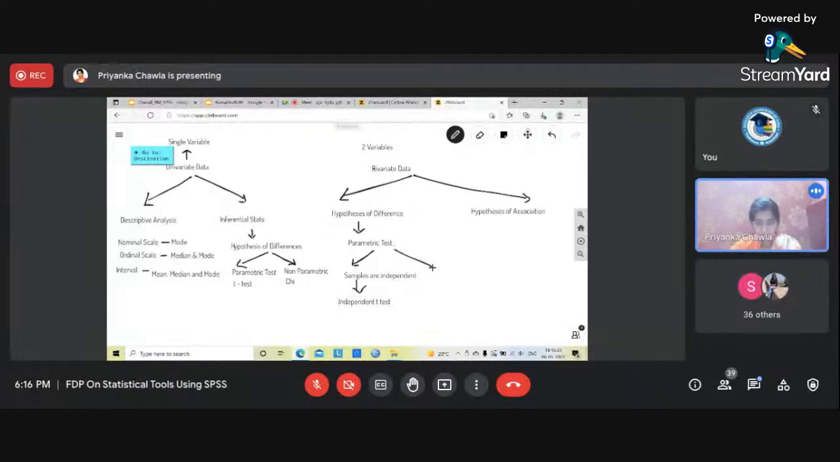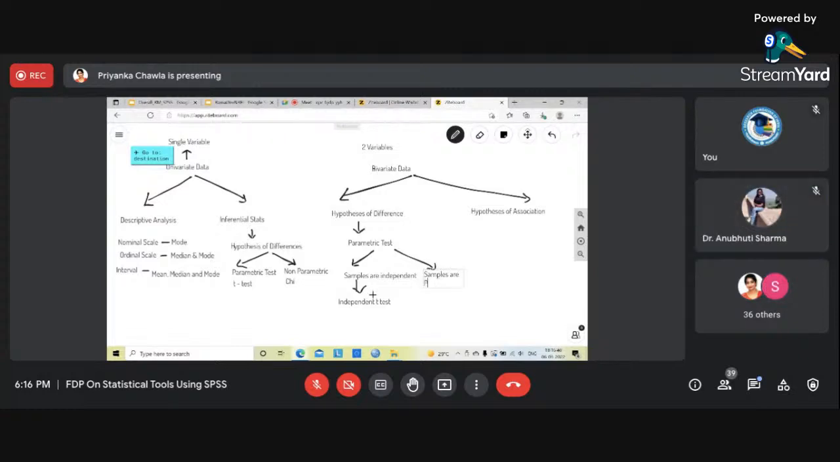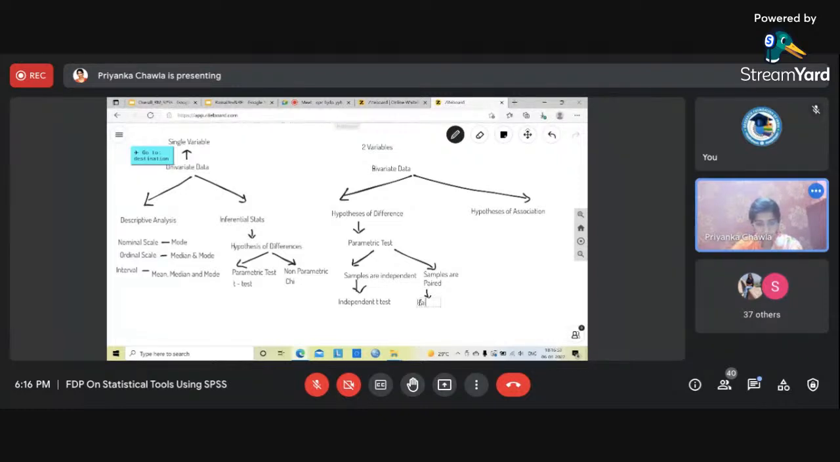If samples are paired, then paired t-test. But the condition is, under parametric test, the data should be interval, right? Now, if we talk about hypothesis of association under bivariate data, again here we are talking about non-parametric test.